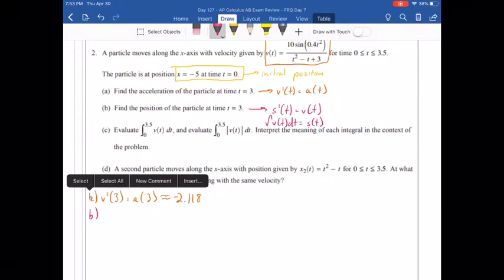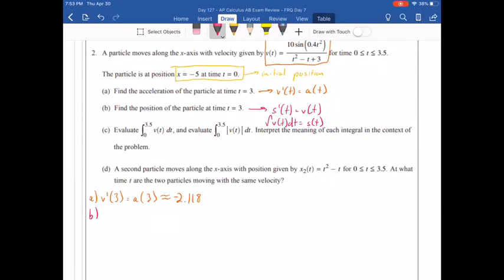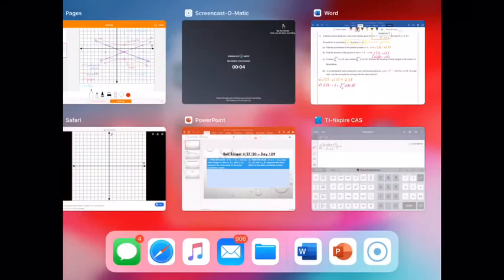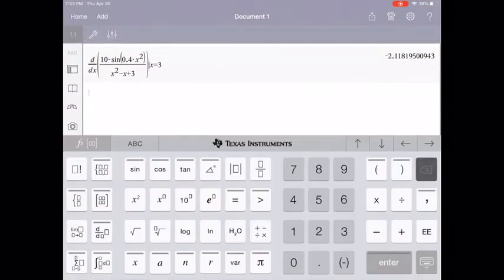So our position at t equals 3, s of 3 we'll call it, is going to be equal to negative 5 plus the integral from 0 to 3 of v of t dt. Remember, you have to use that initial position. And once again, we're just going to be using a calculator here. Let's get back to our app.